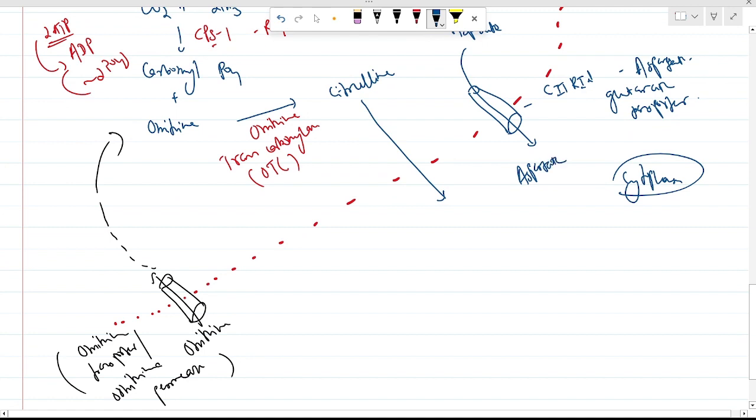Now this citrulline does not require any specific transporter, as we know. It seeps out from mitochondria to the cytoplasm. Now these two, citrulline and aspartate, combine to form argininosuccinate.